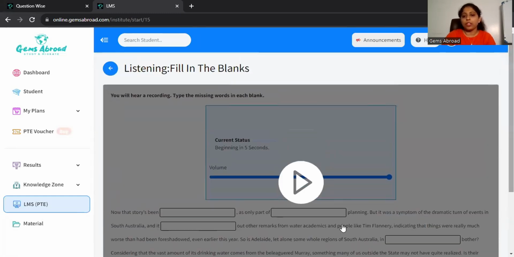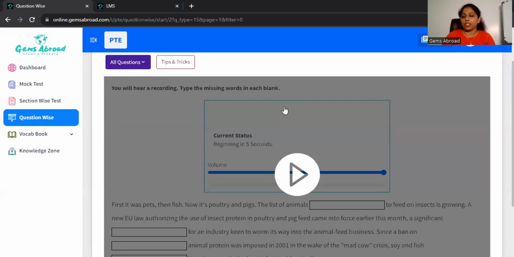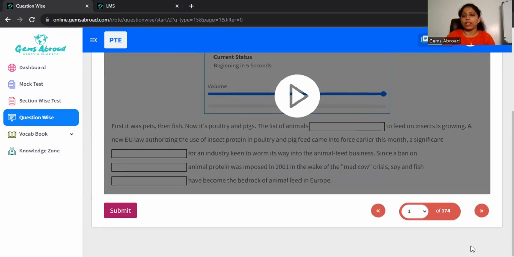And again, what we're going to do is try a listening fill in the blanks. I will show you how to do it. Yes, the audio will begin. You can see the instructions here: you will hear a recording, type the missing words in each blank. So I have a paper with me. I'm going to write down the missing words on the paper, and then we're going to type it back. In the meanwhile, if you want to also try, you can also try.